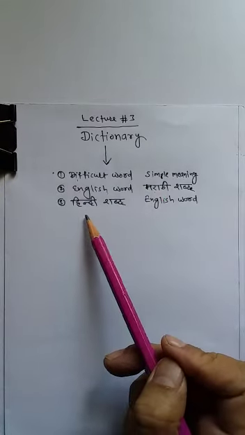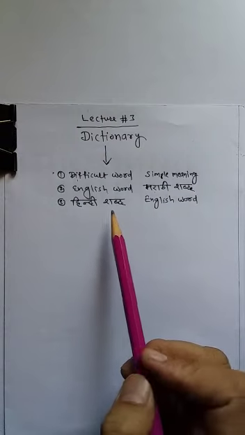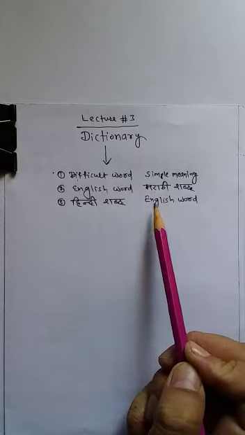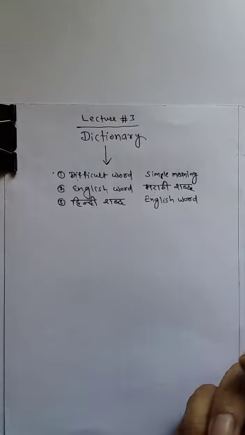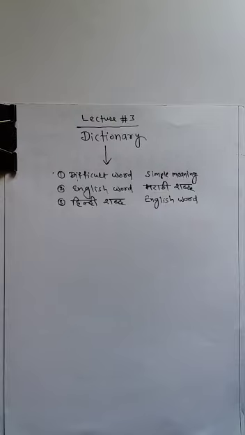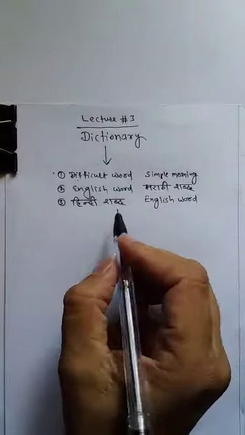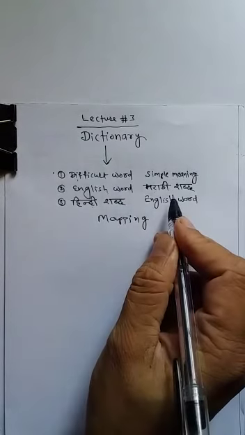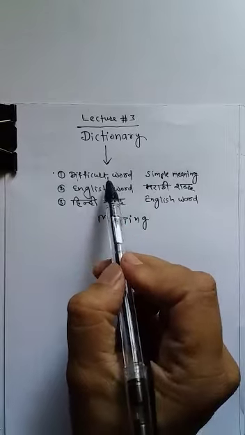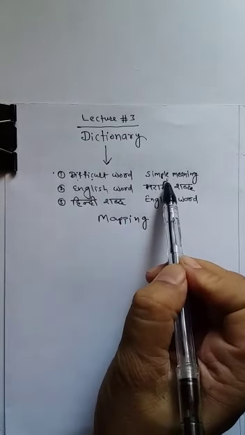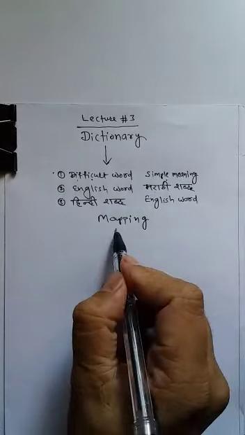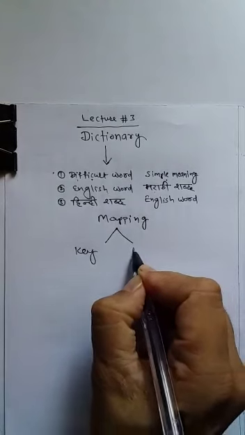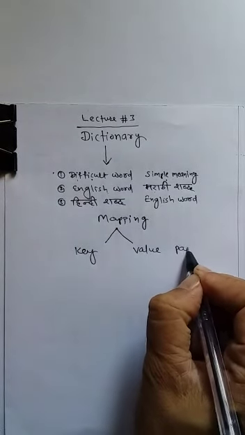We may have a Hindi-English dictionary. In that dictionary, for a Hindi word, we check what will be its equivalent in the English language. So using a dictionary we are mapping one word to another word. And when we are mapping, we have two things, the first word and its equivalent second word. So for mapping, we have a key and value pair.